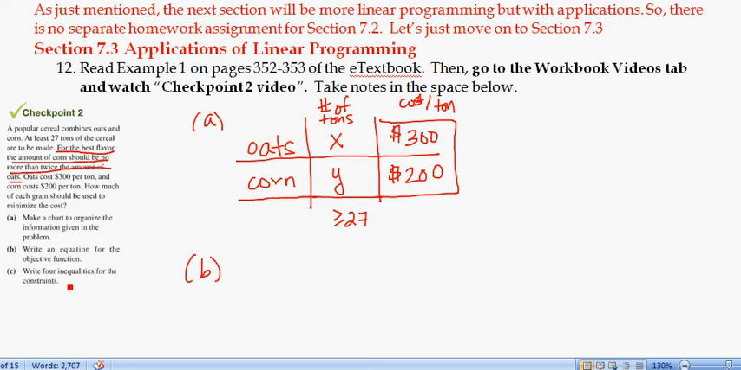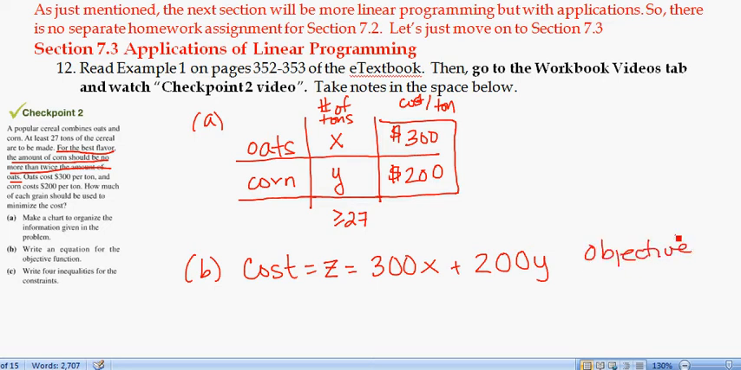parts B and C. We could write the objective function and the inequalities, and it doesn't matter which order we do it, but they're asking for the objective function first. So the objective function, remember, is not going to be equal to X or Y or anything, but it is going to use X. The cost will be, and I think the book has been using Z as the objective function, 300 times X plus 200 times Y, because this is the cost per ton, and these are the number of tons. So this is our objective function.